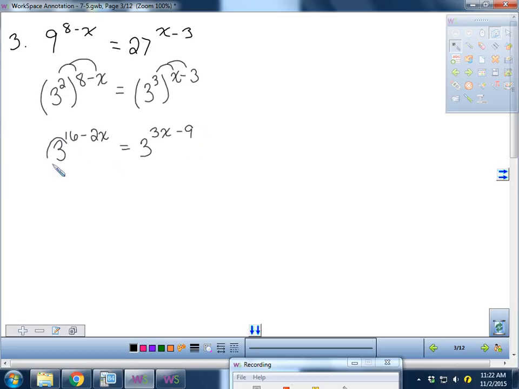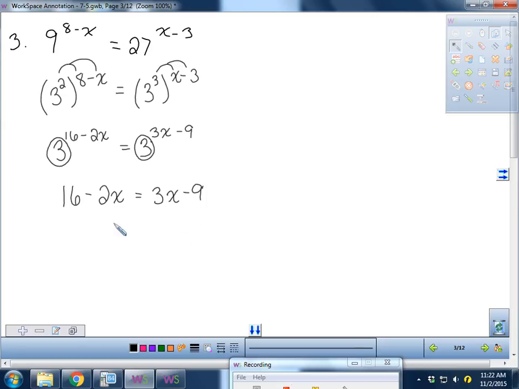Now if you notice, you have a base of 3 on the left and a base of 3 on the right. So now you can set both of your exponents equal to each other. So 16 minus 2x equals 3x minus 9. So now I just have to solve for x.